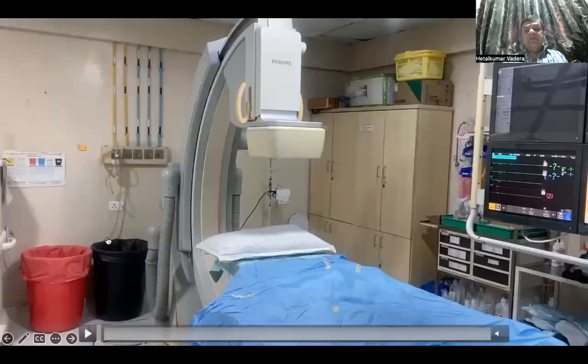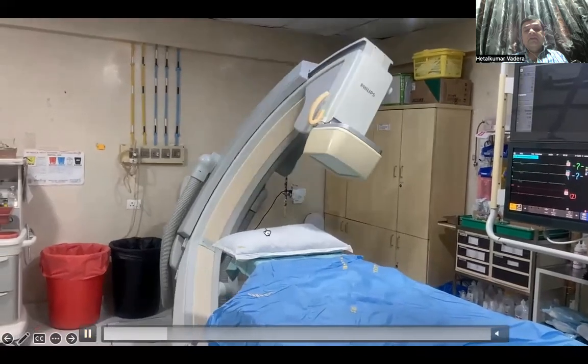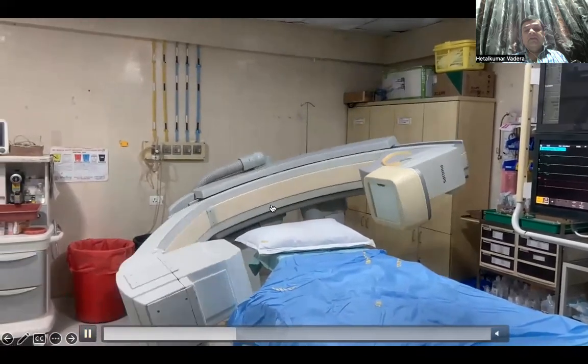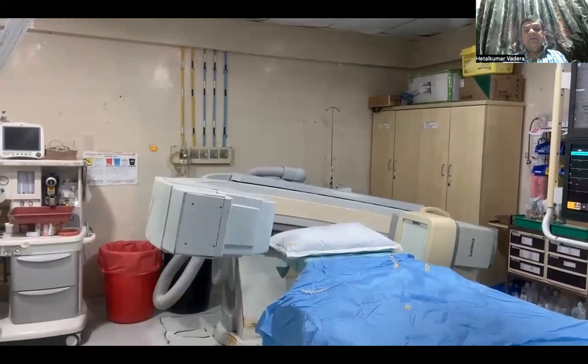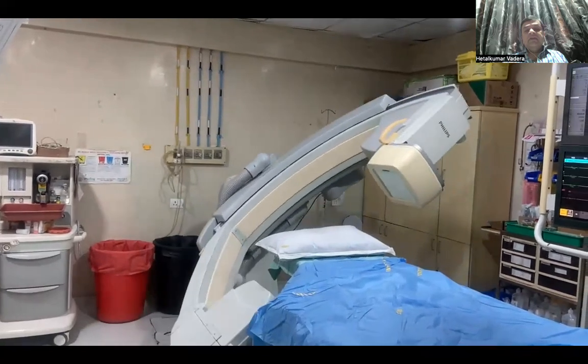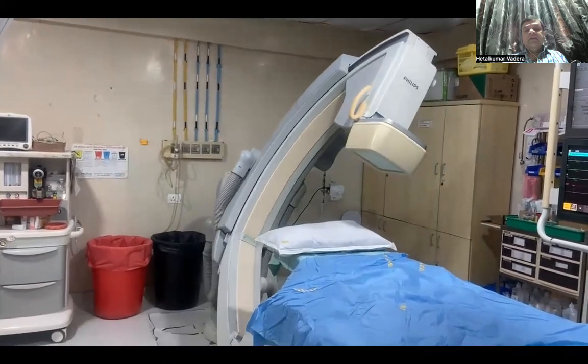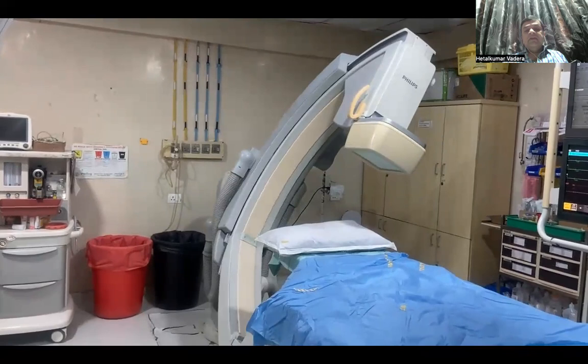This is the C-arm. When they are doing DSA, or digital subtraction angiography, they take a 360-degree view. So they move the C-arm in such a fashion. Because of this, we have to manage our circuits and extension tubing in a way that doesn't come in the way of the 360-degree view.